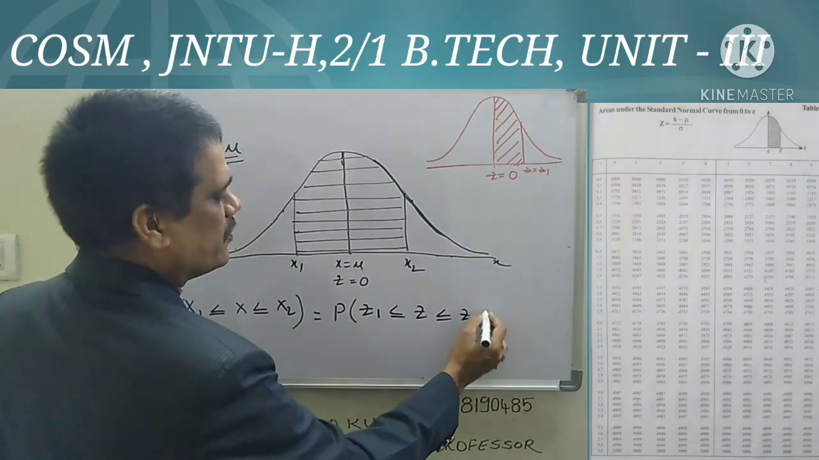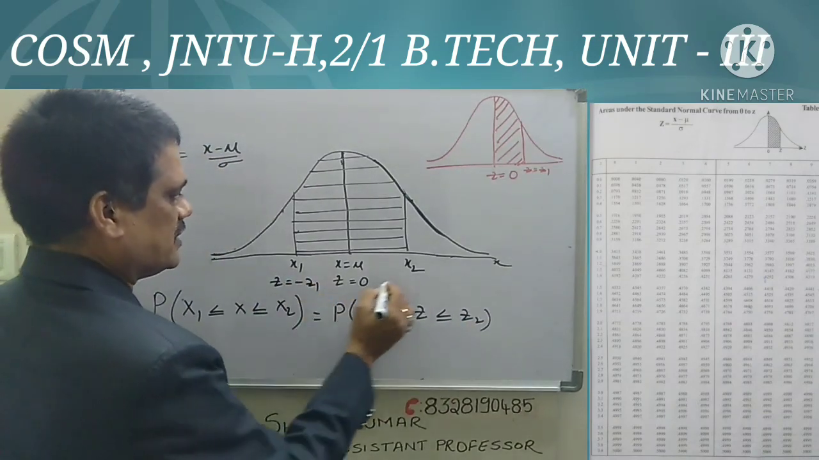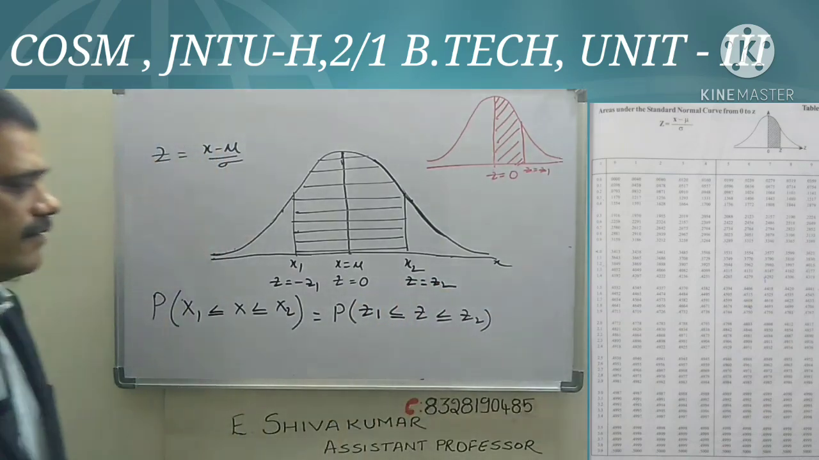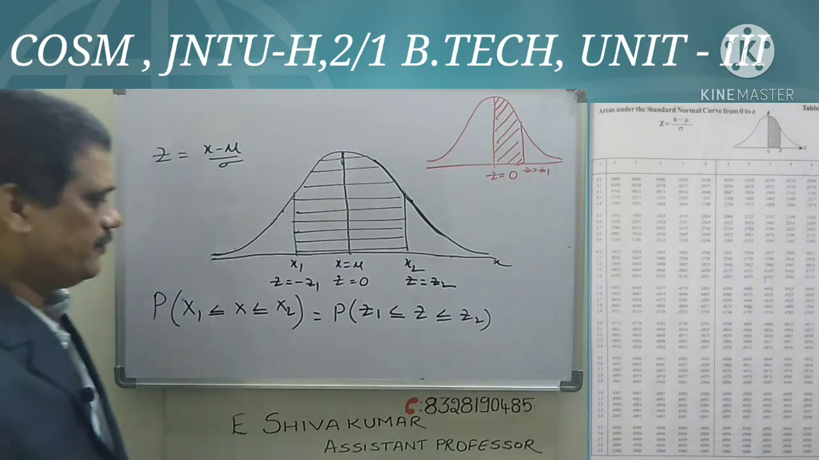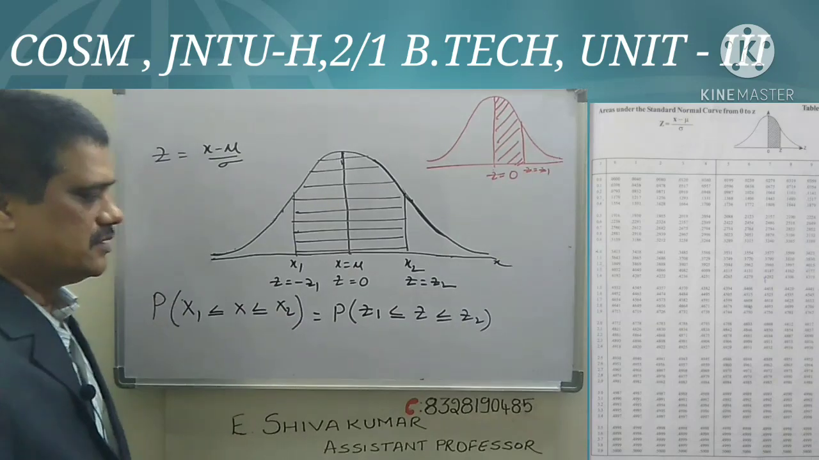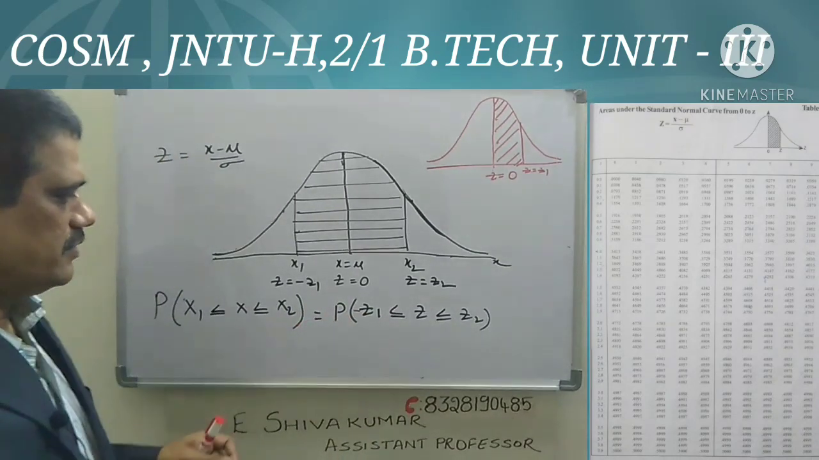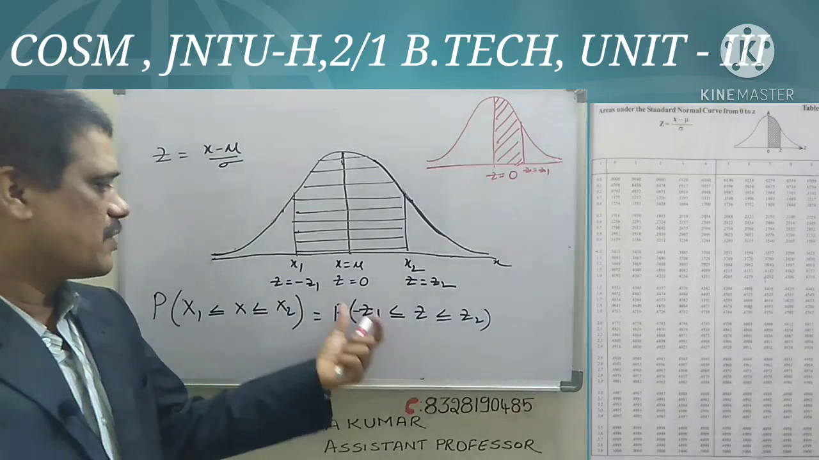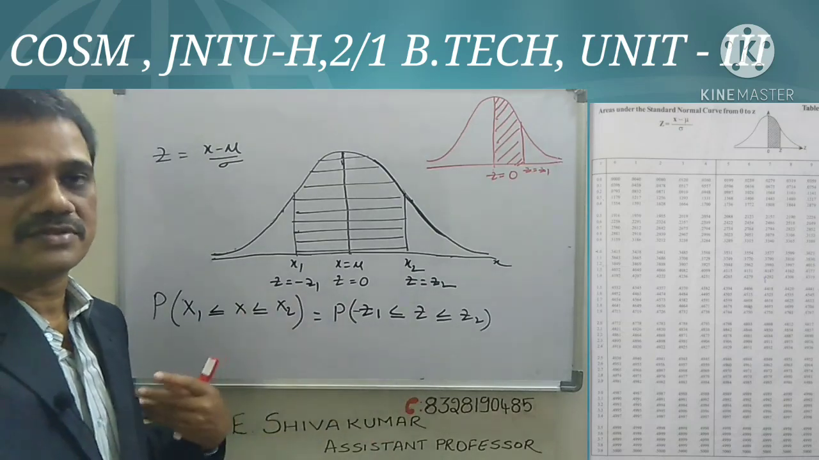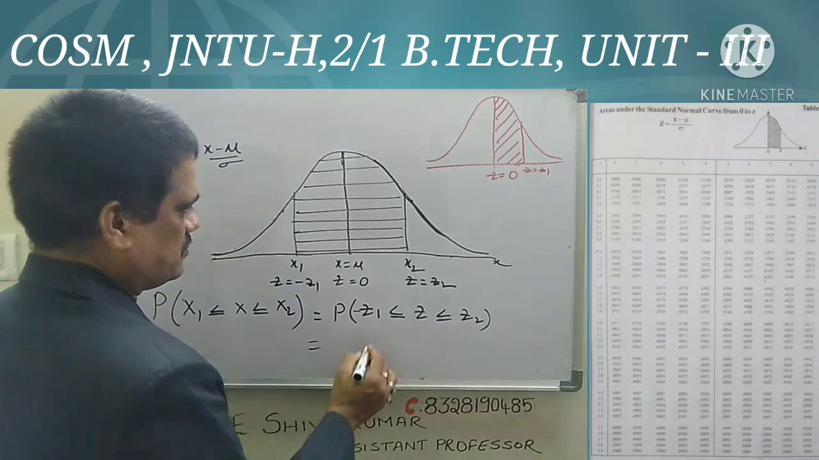Like this you have to convert every time. This is z equals minus z1, this is z equals z2. Okay, right. If you want, you can put minus z1 for this one, just because the left side of z equals 0 indicates the left side. That's all. Right.